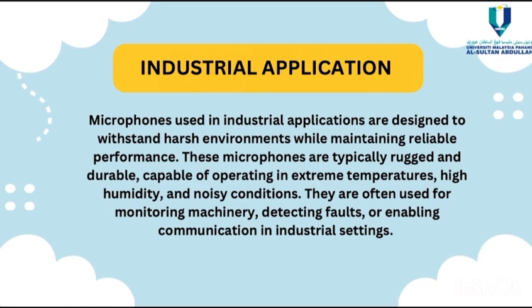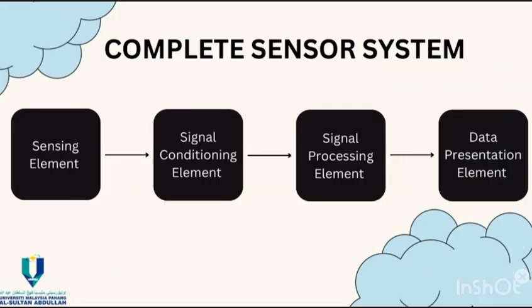Application of microphones in industry. Microphones used in industrial applications are designed to withstand harsh environments while maintaining reliable performance. These microphones are typically rugged and durable, capable of operating in extreme temperatures, high humidity and noisy conditions. They are often used for monitoring machinery, detecting faults, or enabling communication in industrial settings.